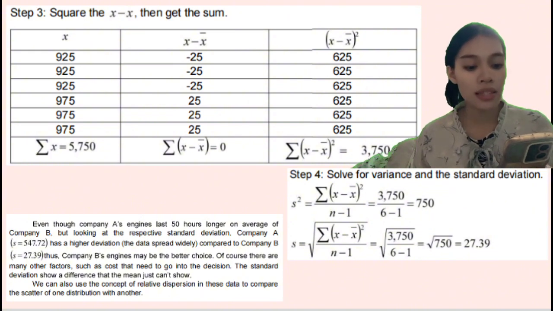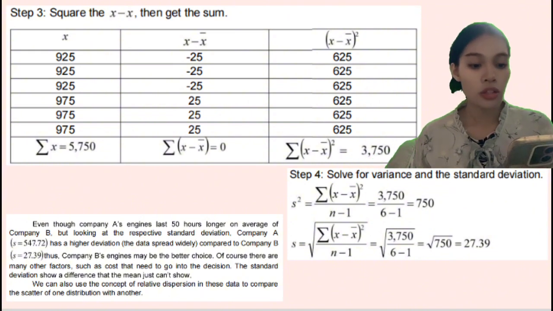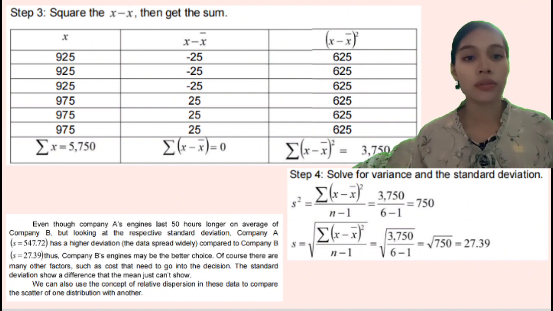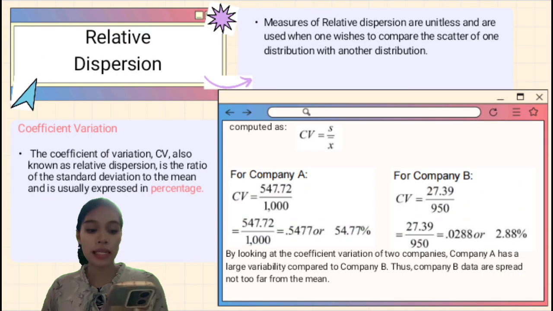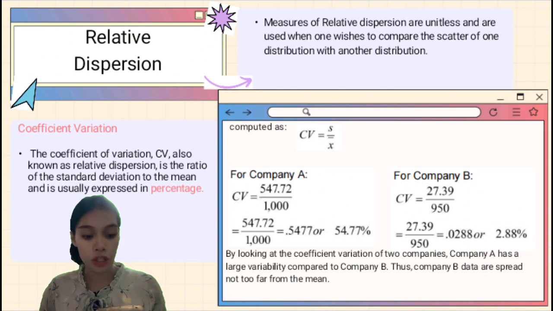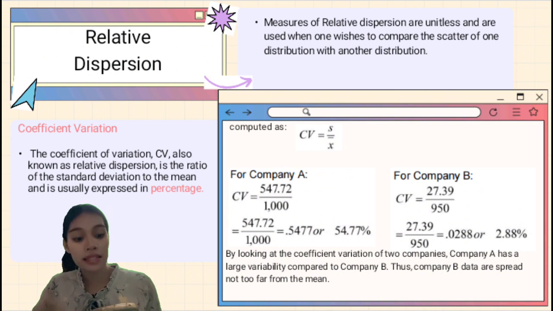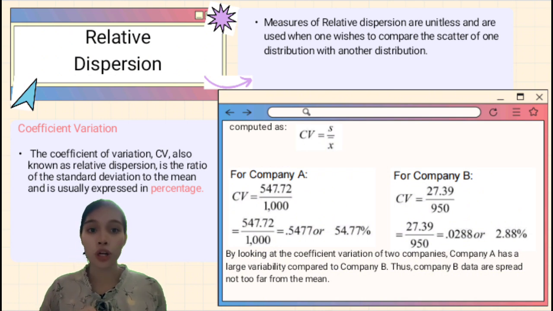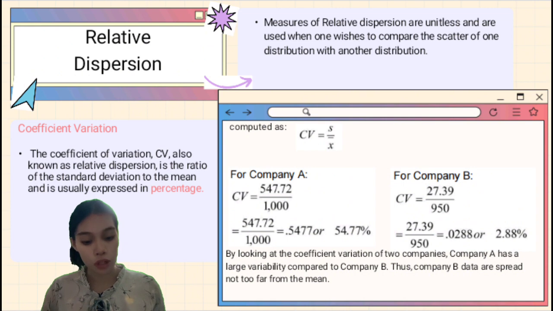So for the relative dispersion, first, what is relative dispersion? Measures of relative dispersion are unitless, and they are used when one wishes to compare the scatter of one distribution with another distribution.